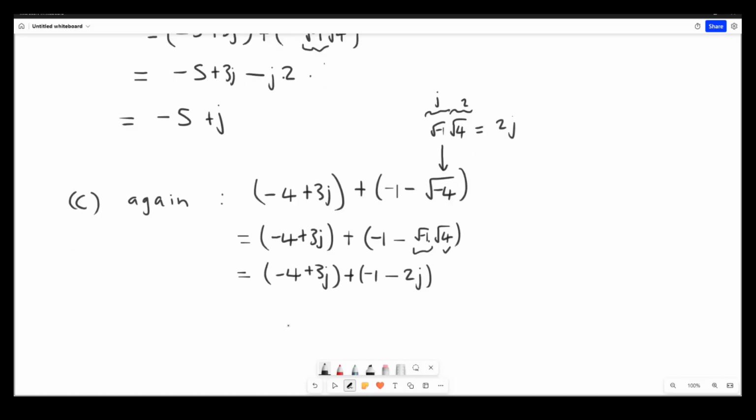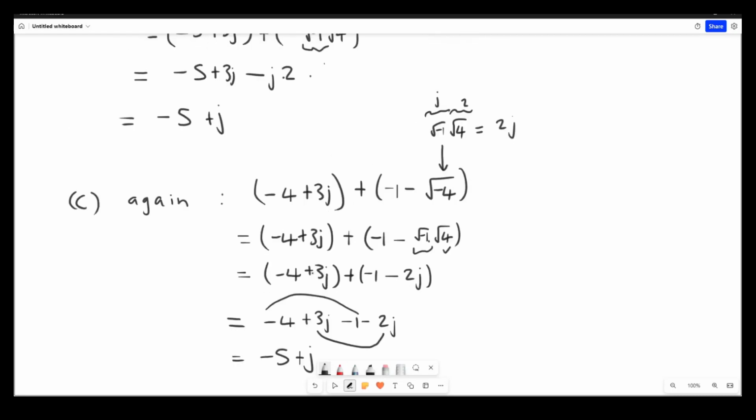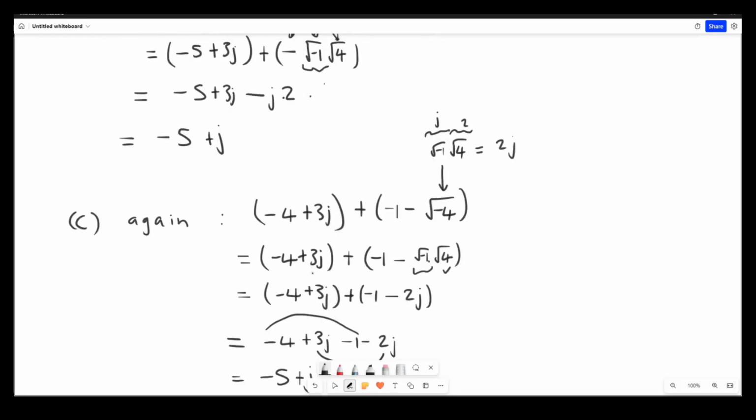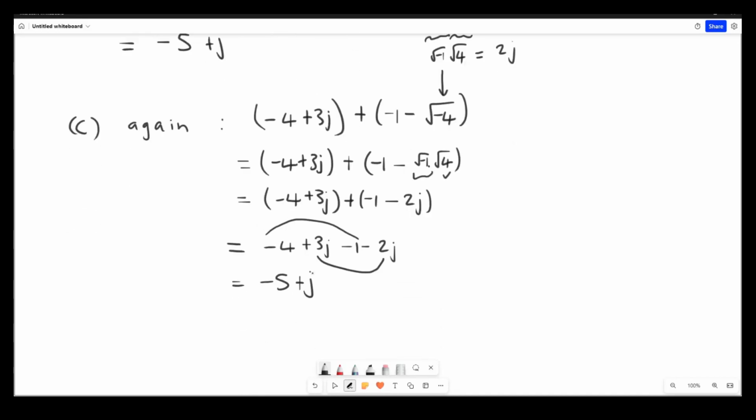Now we have the reals with the reals. So when I write this nicely, it's -4 plus 3j, -1 minus 2j. Now I add the reals with the reals, and imaginary parts with the imaginary parts. So I get j. That took a bit longer, just one step longer, but we end up with the same result.